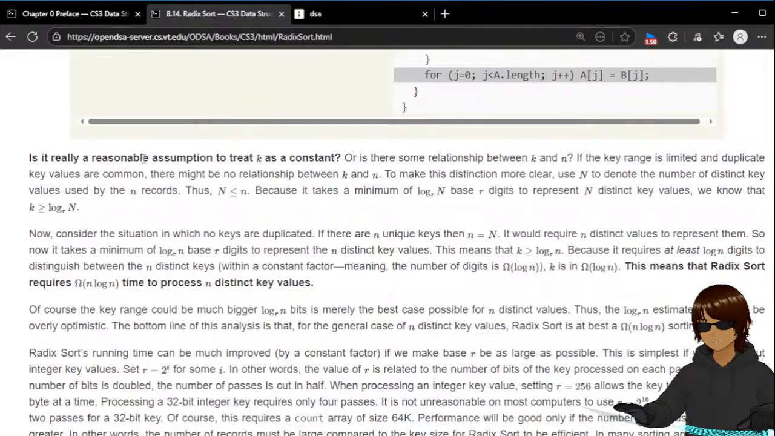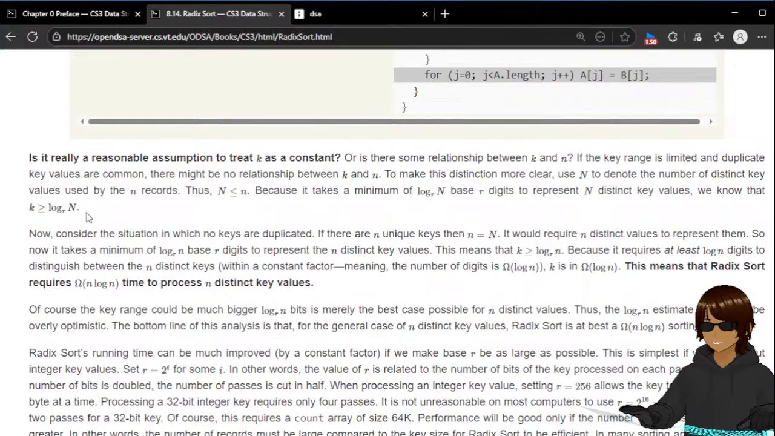Is it really a reasonable assumption to treat k as a constant, or is there some relationship between k and n? If the key range is limited and duplicate key values are common, there might be no relationship between k and n. To make this distinction more clear, use capital N to denote the number of distinct key values used by the n records. Thus, capital N is less than or equal to n, because it takes a minimum of log base R of N digits to represent N distinct key values.